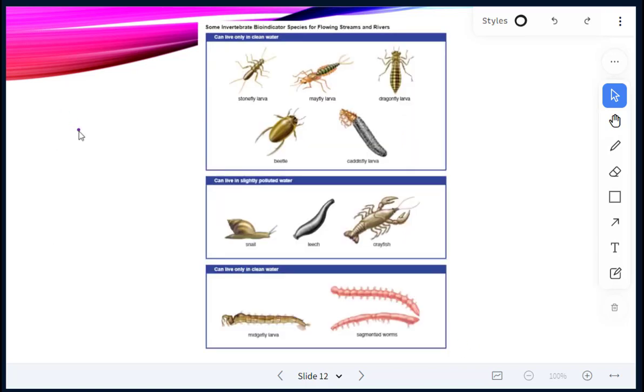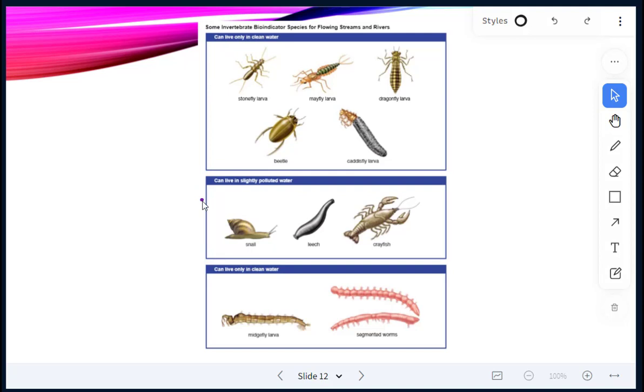Some more bioindicator species. These are some invertebrate bioindicator species for flowing streams and rivers. So like I said, scientists can see what organisms are living in that water source to kind of lead them in the right direction of the water quality. So for example, these organisms here, stonefly larva, mayfly larva, dragonfly larva, caddisfly larva, and the beetle, they can only live in clean water.